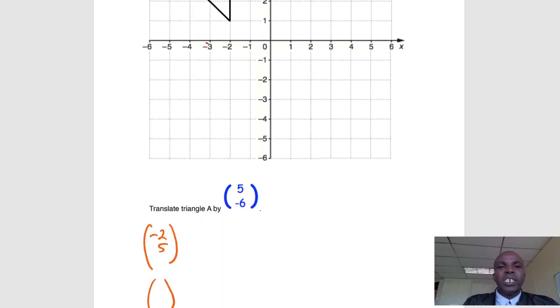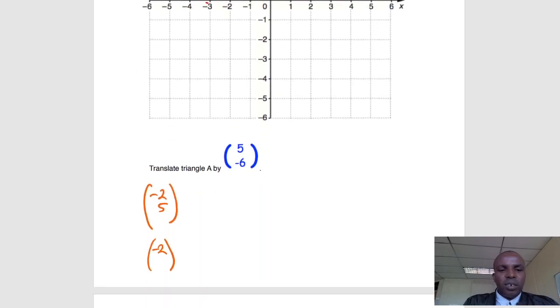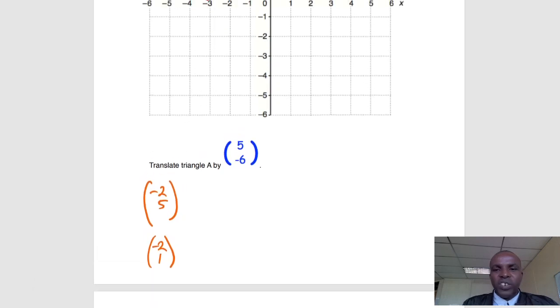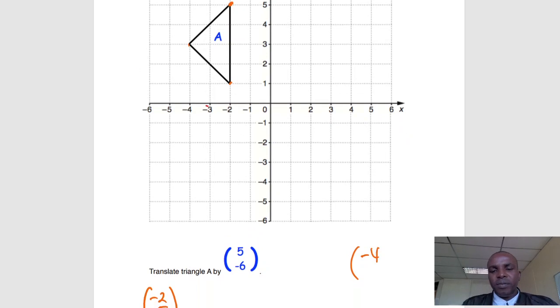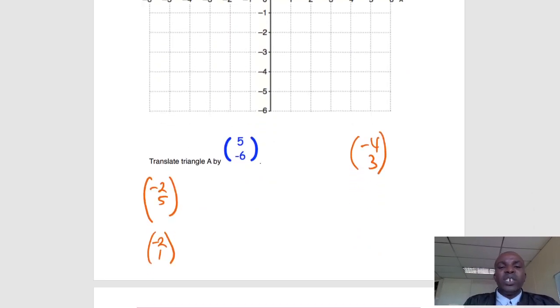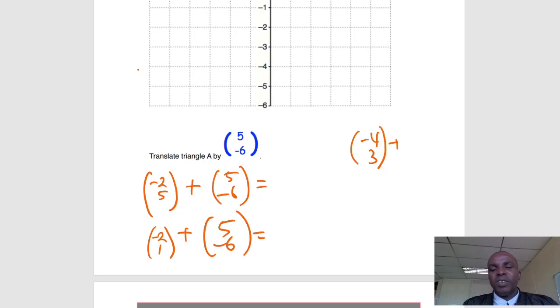You take another point. This point is (-2, 1). You take another point of the triangle. This point is (-4, 3). Then after that, you add the translation vector to each of these points. So the vector actually translates all these points. The vector (5, -6) is used to find the image points.